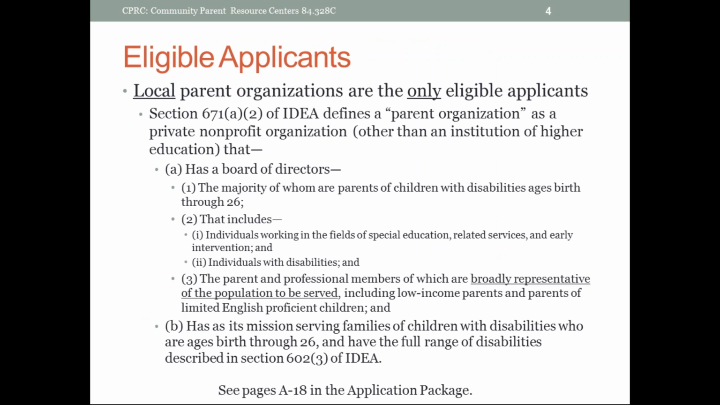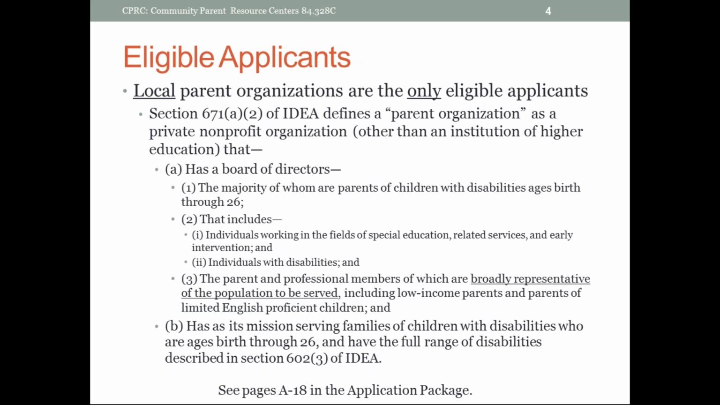I also want to discuss the other issue, and that is there are clear restrictions as to who are the applicants who are eligible to apply for this grant. The only eligible applicants for these grants are local parent organizations. They're the only ones who can apply.